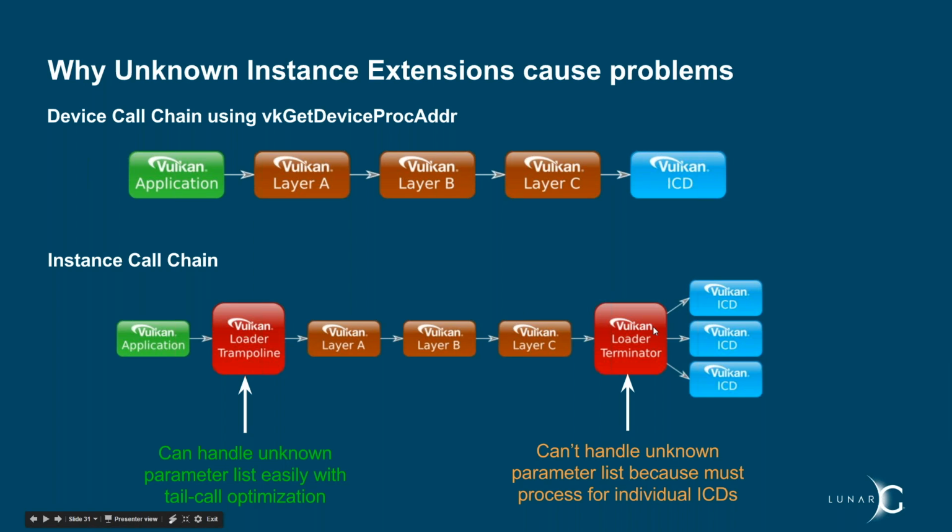Well, using the trampoline is not that big of a deal. We can define a generic trampoline, and we can use the tail call optimization for our builds, and it pretty much skips over that. No big deal. The problem comes in the terminator. Because we don't know what the parameter list is, what the return type is, and what ICDs may or may not support that without doing a lot of additional work, it's hard to create a generic terminator for an extension.